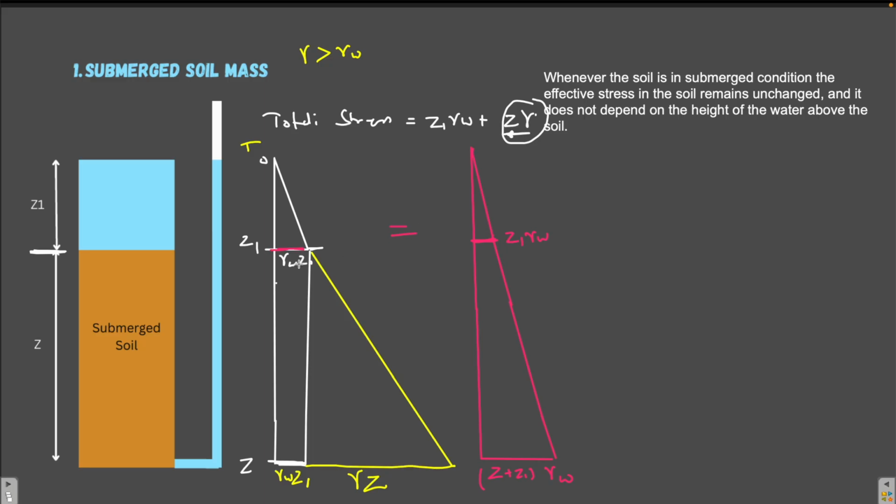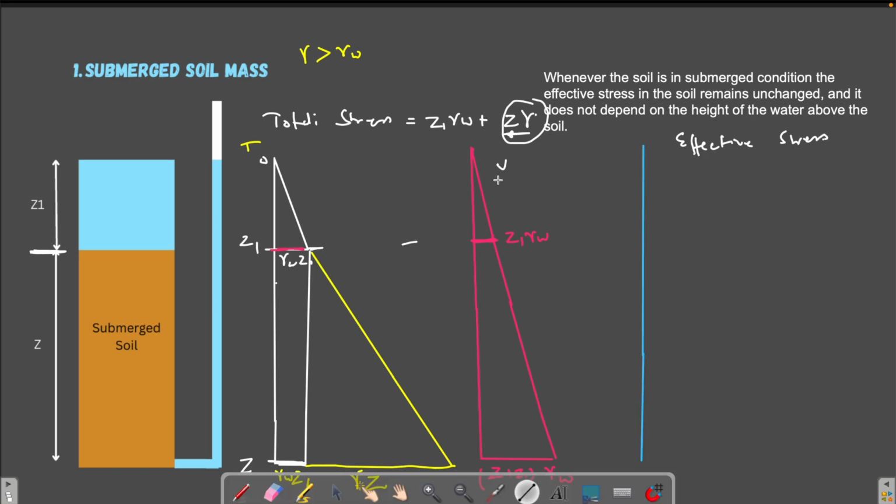So now let's subtract pore water pressure from the total stress diagram, so that we can get the effective stress. This is the diagram for pore water pressure, this is for total stress, and now we are going to draw the diagram for effective stress. First of all, from total stress we are subtracting the pore water pressure. That means this Z1 gamma W and this Z1 gamma W will be subtracted, and you see these are identical. So if you subtract these two, it will become 0 at each point.